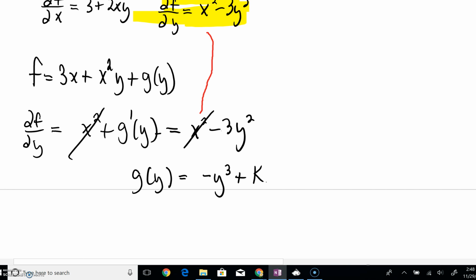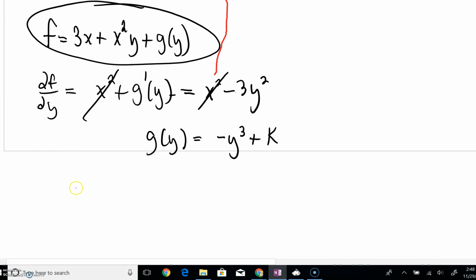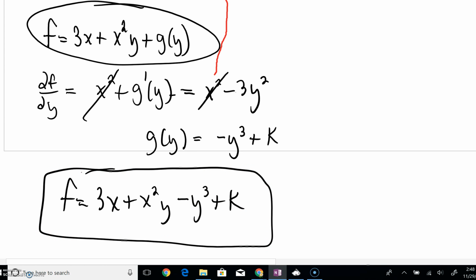I'm putting in a plus k because we already assumed up here for f that g of y was strictly a function of y. Y's could be in it, or there could be other fixed numbers in it. What do we really know now? F is 3x plus x squared y, and then our g of y is minus y cubed plus k. That's our function. I don't know what our constant is. We can certainly find it if we had more information. As you might realize, there could be infinitely many answers for this.